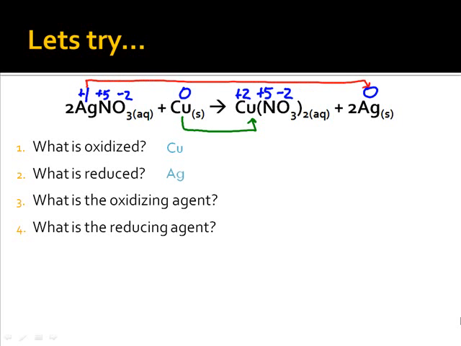So now that we know which one is oxidized and which one is reduced, let's figure out which one's the oxidizing agent. Well, the oxidizing agent is the one that's reduced, so that's silver. Which one's the reducing agent? That's the one that's oxidized, so it's copper.